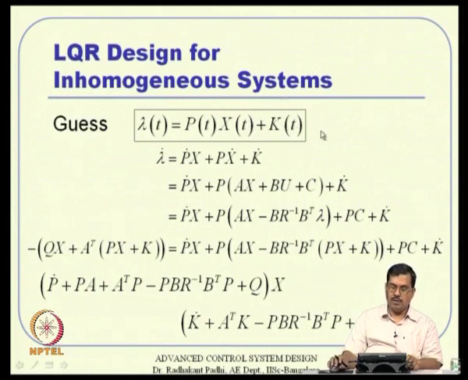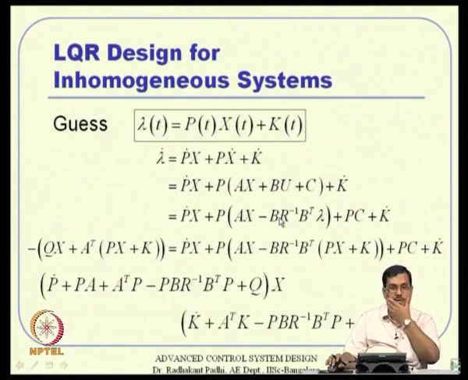Now, if I have this lambda form known to me, then lambda dot turns out to be like that. This is p dot times x plus p times x dot plus k dot. This is very obvious from there. The k dot part I will not change, it will remain, but x dot and all I will start changing. Remember, the state, co-state and optimal control equations will not change too much, only the state equation will change.